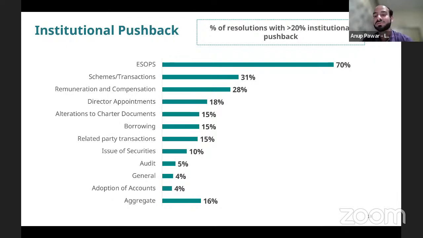And that number is the highest for ESOPs, which I'll come to in a lot more detail. Second highest is schemes and transactions with 31%. Remuneration is very high because there is always a disconnect with remuneration, at 28%. Incidentally, if you see, the aggregate average for all resolutions is 16%. RPTs is at 15%. That number has come down, right? There used to be a lot more pushback for RPTs, but with regulations getting tighter and tighter, with the amount of disclosures being prescribed increasing by a vast amount, that number has actually come down. So it's around 15%, which is in line with the average.